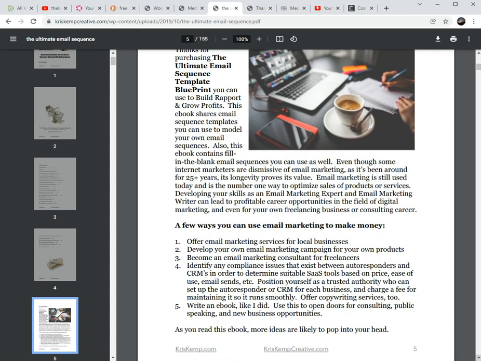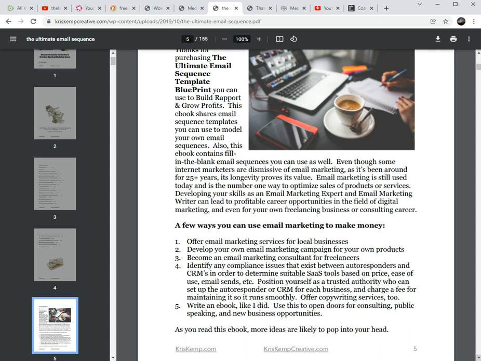So to go into a bit more depth about number four, identify any compliance issues. Find out if there's any issues where the autoresponder or the CRM is not connecting with a SaaS tool. Now, what is an autoresponder? An autoresponder is something that allows you to set up your email sequences, and then it automates the email sequences when they go out, the date, the time, and there's other automations and details in there as well. A CRM, a customer relationship management system, is essentially the same thing as an autoresponder, but it usually has more bells and whistles, right? So a CRM is like an autoresponder to the 10th power, okay?